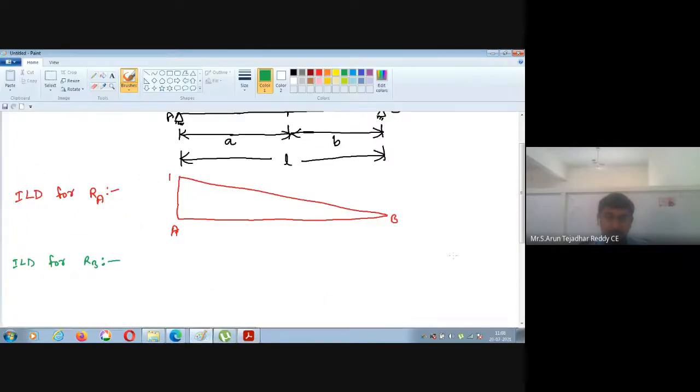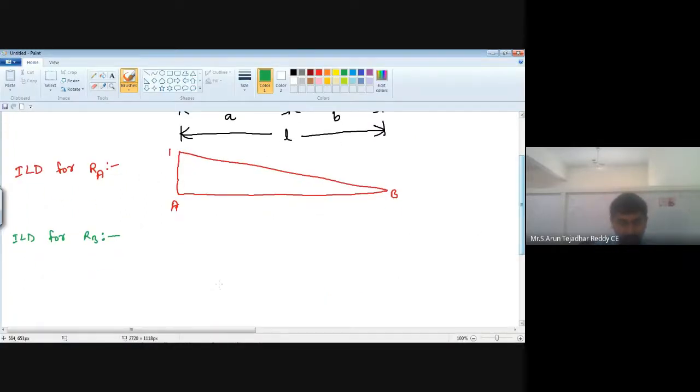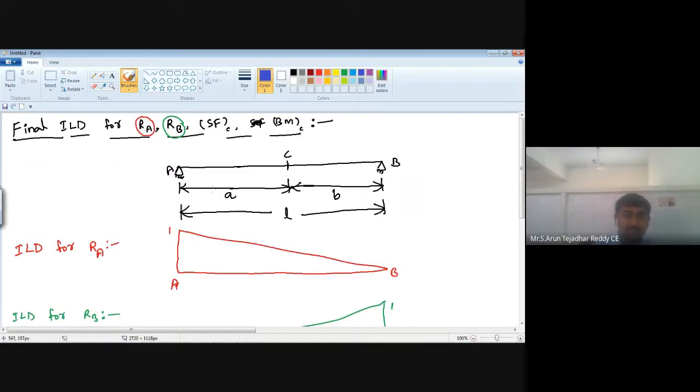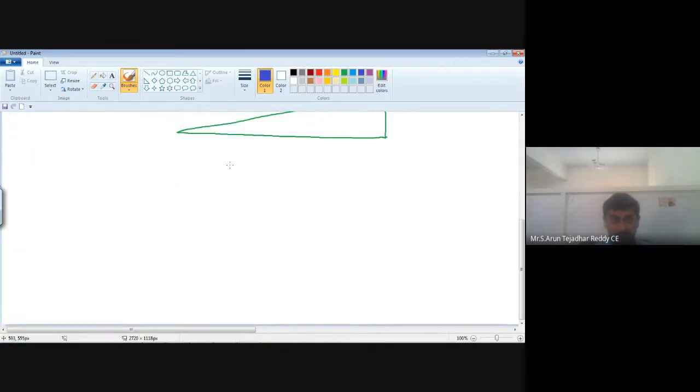Okay. Same diagram. So this is B. Okay, ILD for RB. Next one is ILD for shear force at C. Here, ILD for shear force at C.